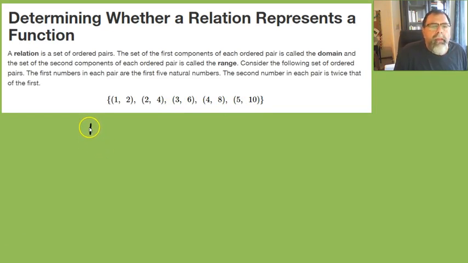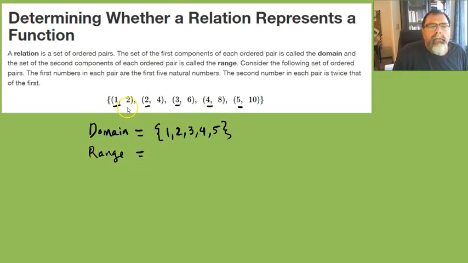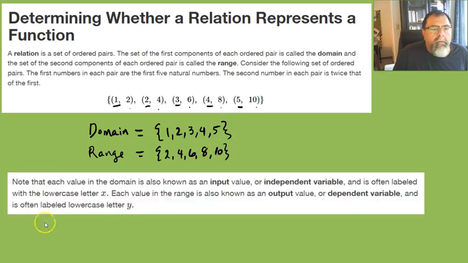Okay, so the domain will be the first numbers, right? The x's, if we think of it as x, y. So the domain is just the 1, 2, 3, 4, 5. And then the range is the second numbers: 2, 4, 6, 8, 10.